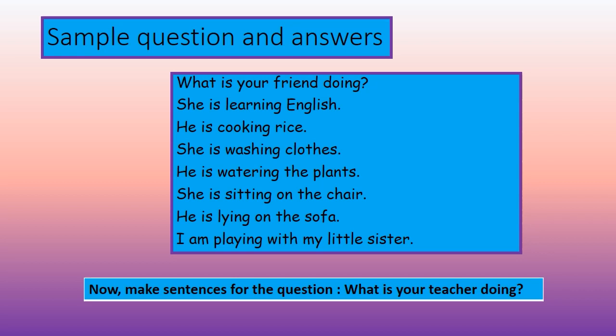What is your friend doing? She is learning English. He is cooking rice. She is washing clothes. He is watering the plants. She is sitting on the chair. He is lying on the sofa. She is playing with her little sister. Now we use pronoun he and she.